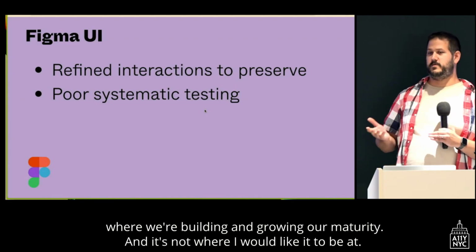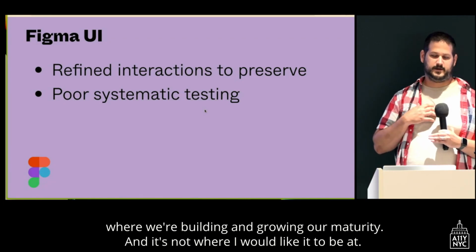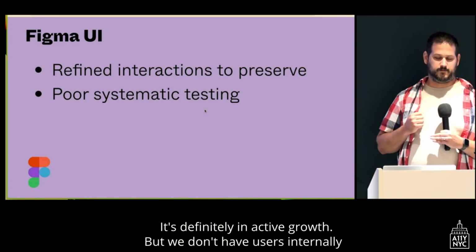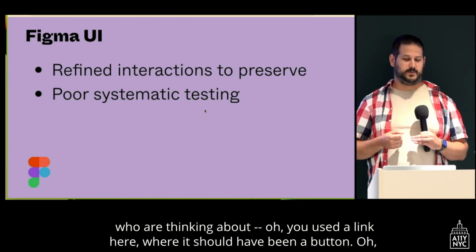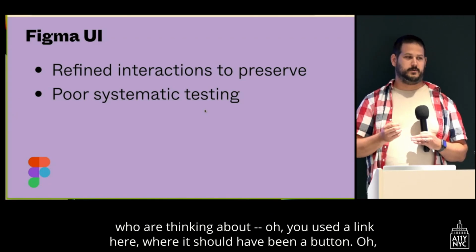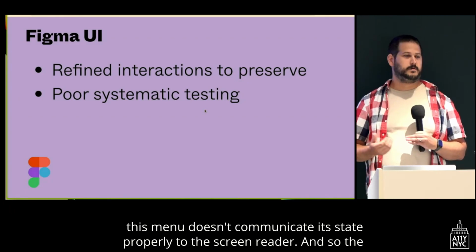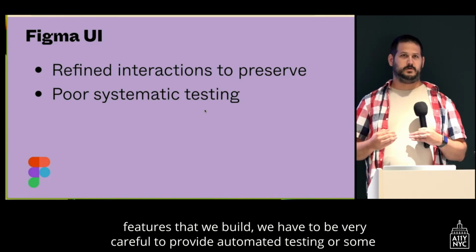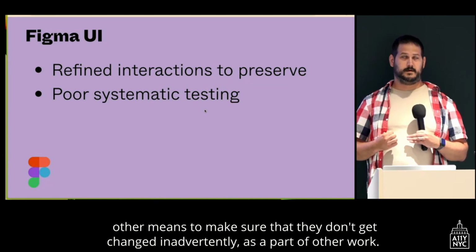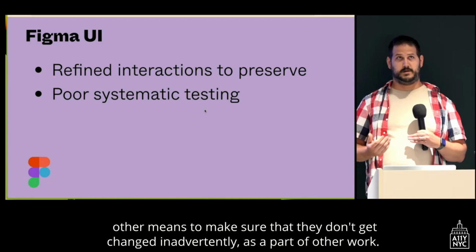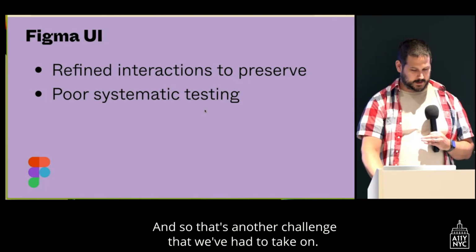It's an area where we're building and growing our maturity, and it's not where I would like it to be yet. It's definitely an active growth, but we don't have users internally who are thinking about, oh, you used a link here where it should have been a button. Oh, this menu doesn't communicate its state properly to the screen reader. And so the features that we build, we have to be very careful to provide automated testing or some other means to make sure that they don't get changed inadvertently as part of other work. And so that's another challenge that we've had to take on.